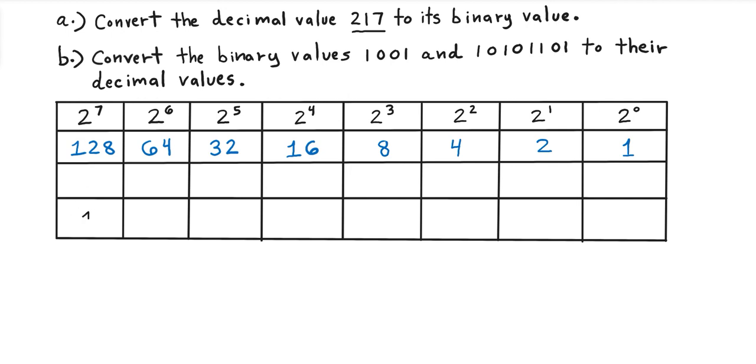So we're going to turn this on, and then this just leaves us with 89 left to convert. So 217 minus 128 is 89. So 64 is smaller than 89, so we can turn on the 2 to the 6th power switch. Then this leaves us with 89 minus 64, which is 25.